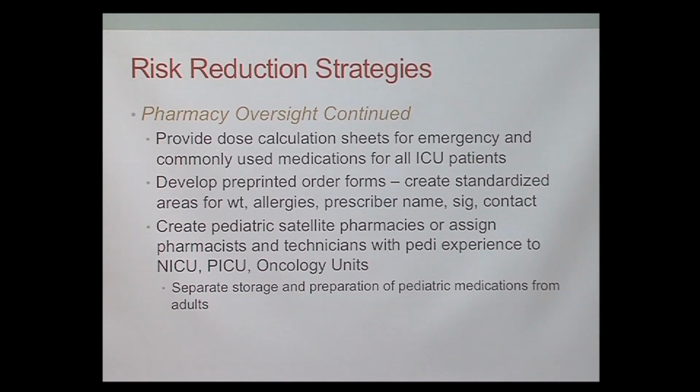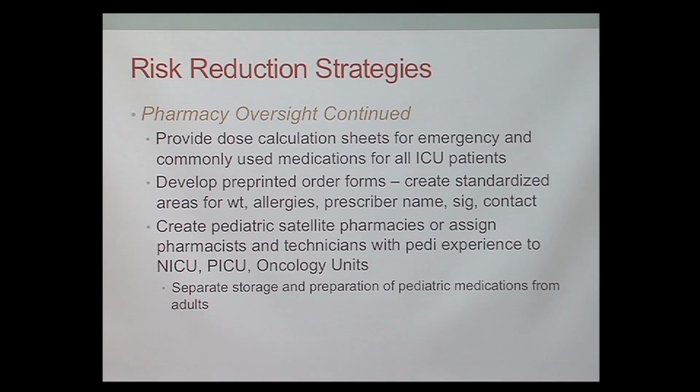They also recommend giving dose calculation sheets for emergencies and commonly used medications in ICU patients. The reason they focus there is that in emergent situations or in ICU situations, people are more stressed. If you're trying to give something very quickly in a quick process to try to save a patient, you don't want someone having to manipulate and do a lot of calculations, because someone will make a mistake. Develop pre-printed order forms that have standardized areas for weight and for allergies, and then finally create satellite pharmacies, so small areas that can focus on pediatric specific medicines and put people with experience in those areas.